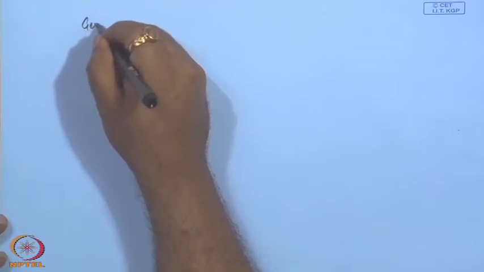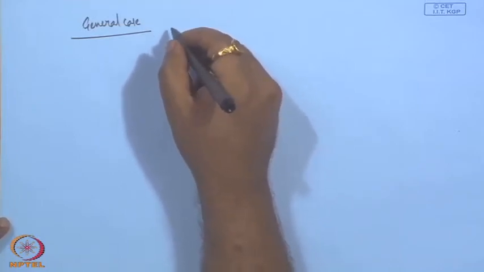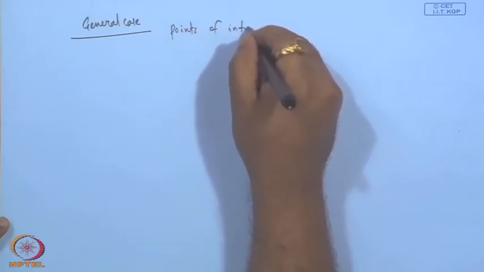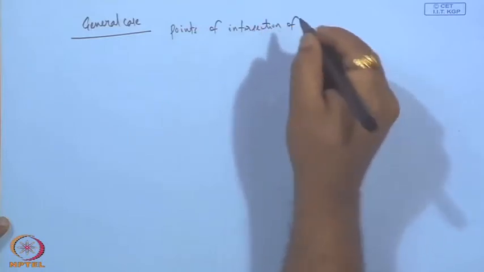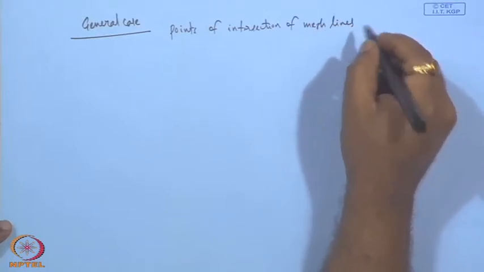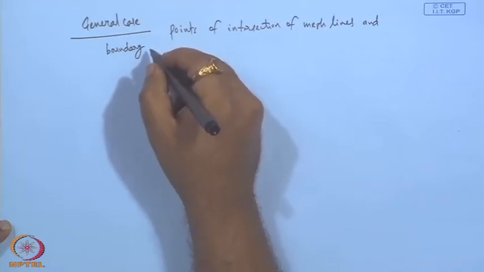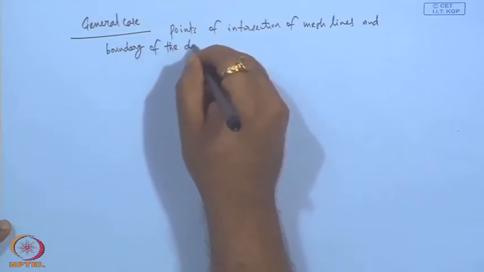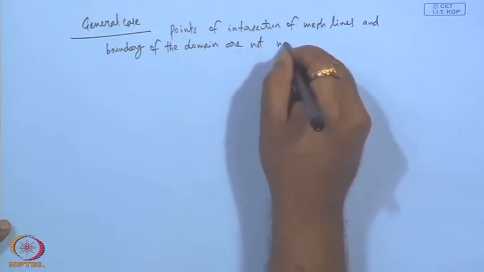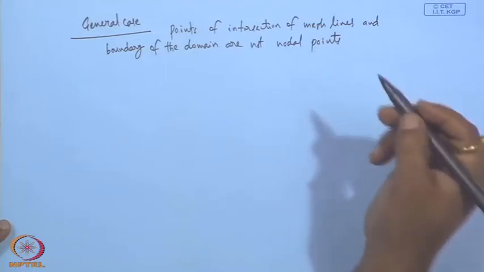So, this is a more general case, which is called the case where points of intersection of mesh lines and the boundary of the domain are not nodal points. So, what do you mean?